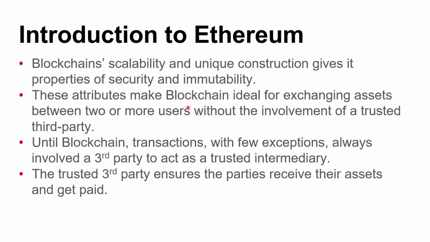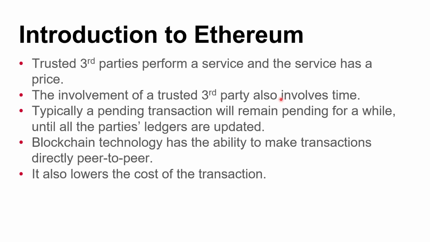It is because of particularly these two attributes that blockchain is ideal for exchanging assets between two or more users without the involvement of trusted third parties. Until blockchain, transactions, with few exceptions, always involved a third party to act as a trusted intermediary. That third party ensures that the transactors receive their assets and that everybody gets paid. Trusted third parties are a service, and that service costs. And the involvement of a trusted third party also involves time.